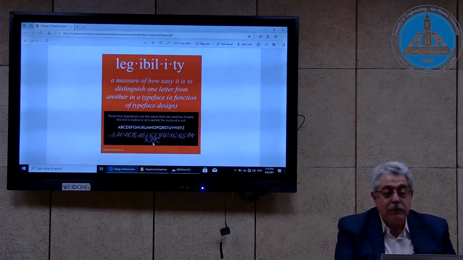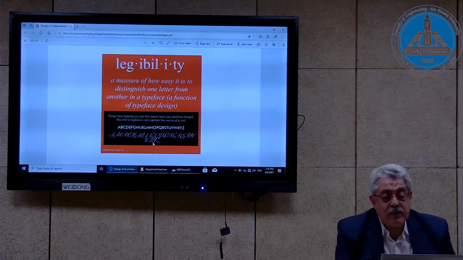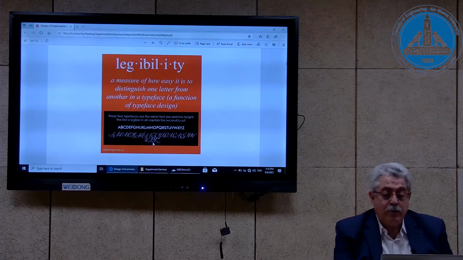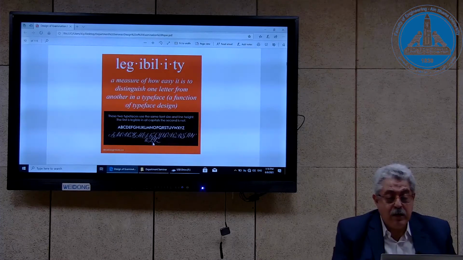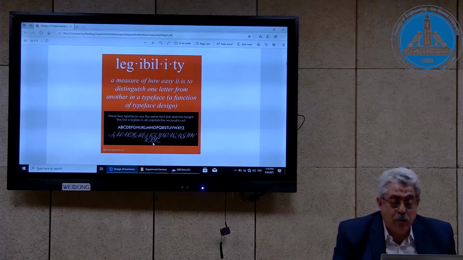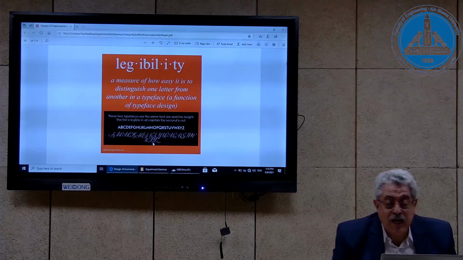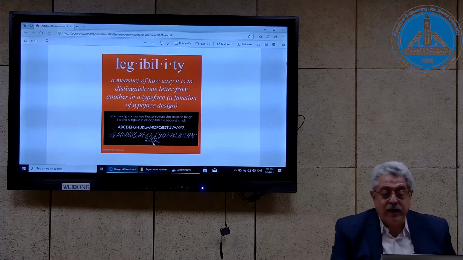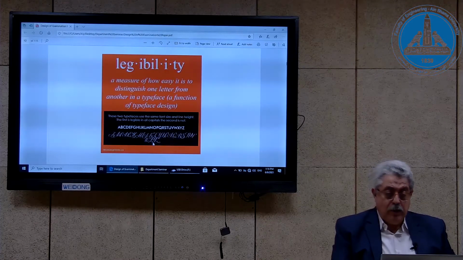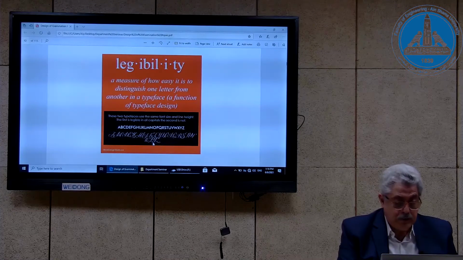Legibility is a measure of how easy it is to distinguish one letter from the other in a typeface, a function of typeface design. And here there are some examples. These two typefaces use the same font size and line height. The first is legible in all capitals and the second is not. Therefore, it is easy to read the first line in capitals and it is not easy to read the second line.